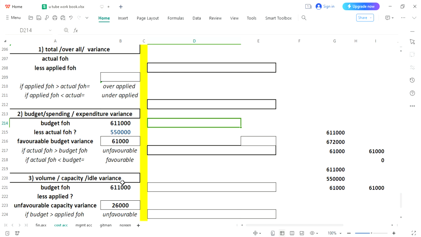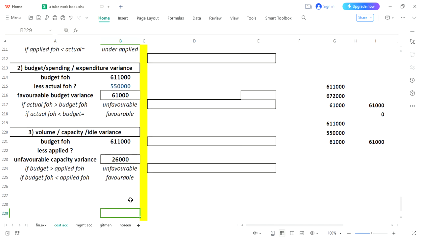Exactly opposite to it, you will come over here and see the magic. Again, I am telling you the same thing. You have two variances, 6,11,000 and 26,000. When you add both, 611 and 26,000, the answer would be similar. How? You need to subtract, as you can see that it has been written less applied.